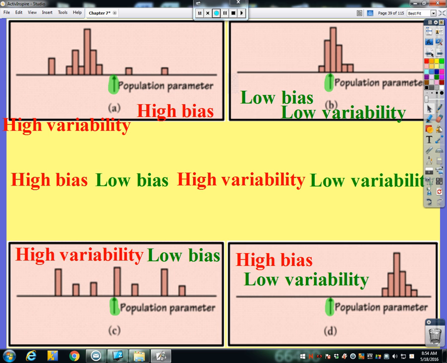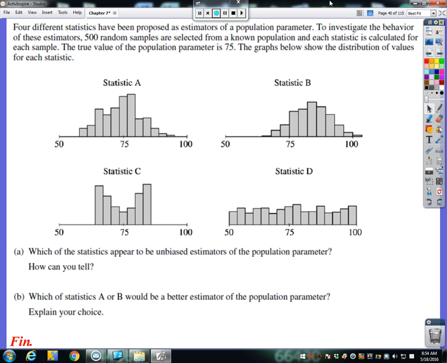Now, the last problem here, this one is for you guys, and we will discuss this one at the beginning of class along with an additional problem very similar to this. So I'll read through it just to give you an idea here, and then you have these 2 questions to answer on your notes. It says 4 different statistics have been proposed as estimators of a population parameter. To investigate the behavior of these estimators, 500 random samples were selected from a known population, and each statistic is calculated for each sample. Now, they didn't tell us what type of statistic they were doing, whether it was a mean or proportion or whatever the case may be.